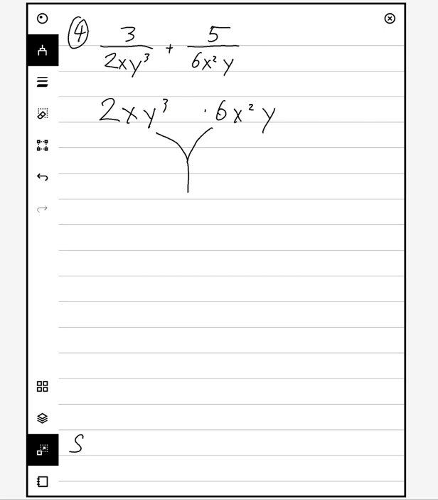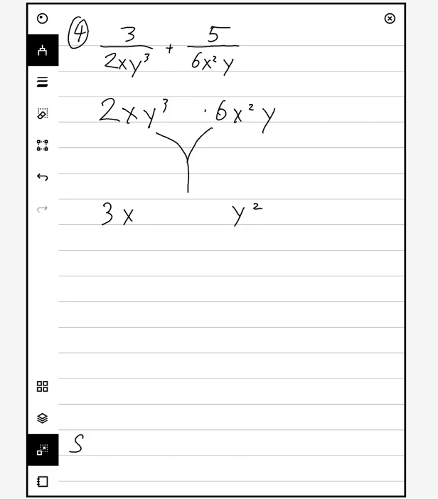So let's look at the bigger one and see what we need to multiply to this side to make it the bigger one. Okay, so for the 2 and the 6, 6 is the bigger one, right? So what do we need to multiply to this side to make it 6? 3. So put 3. Again, x squared. This is the bigger side. So what do we need to multiply to this side to make it this? X. And then for the y, this is the bigger side. So what do we need to multiply to this side to make it y cubed?